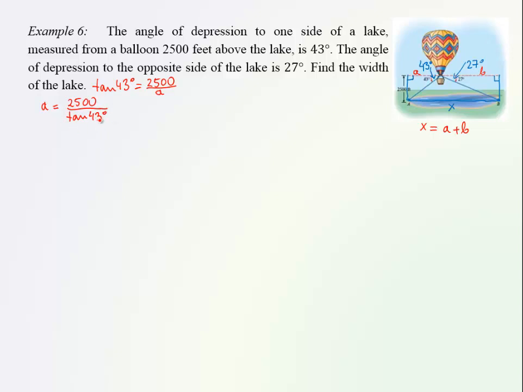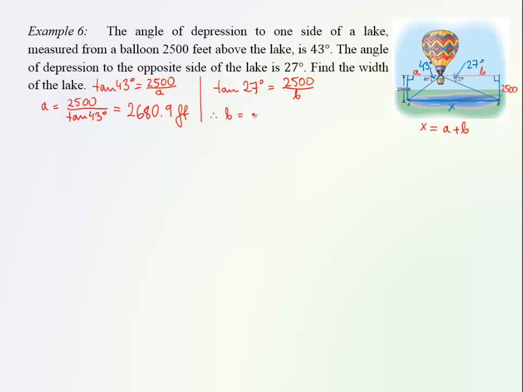Make sure that your calculator is in the degree mode. Plug it into the calculator. You should end up with 2680.9 feet. Similarly, using the second triangle, again this distance is 2500. So tangent of 27 degrees equals 2500 over B.